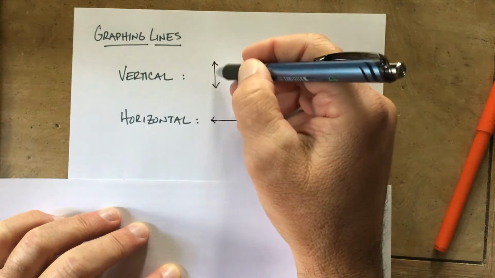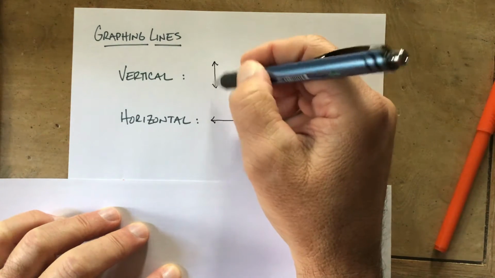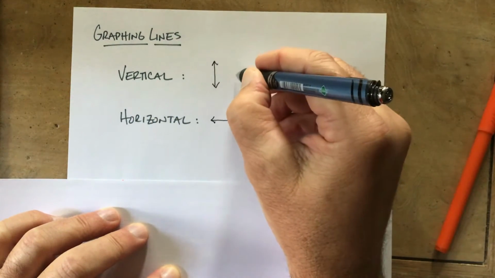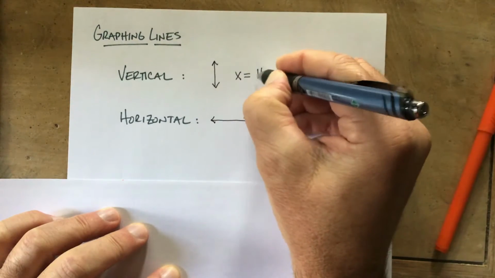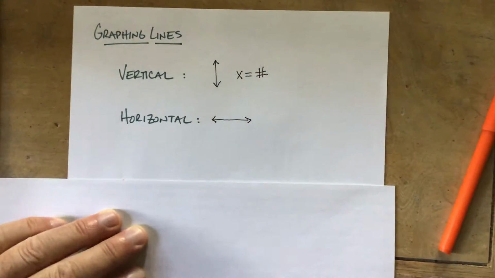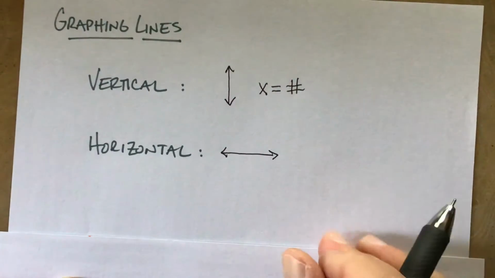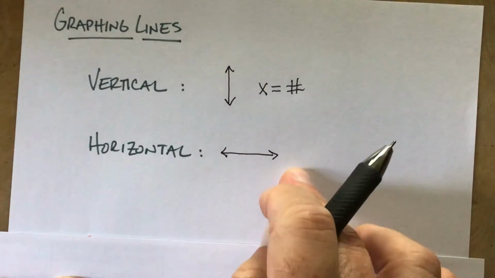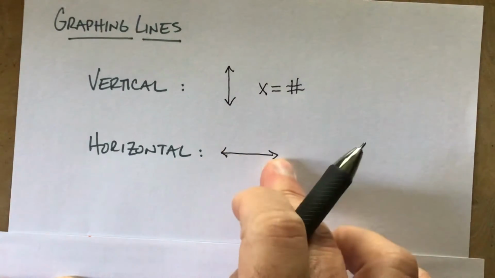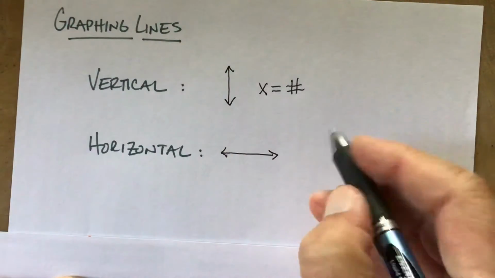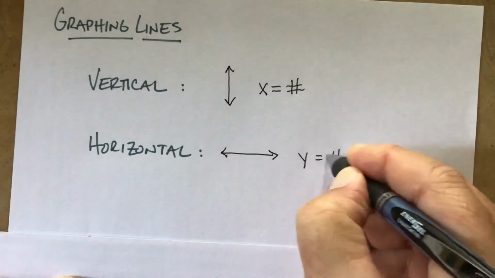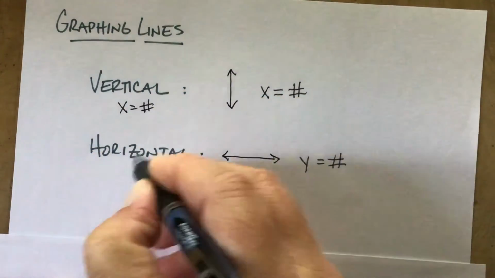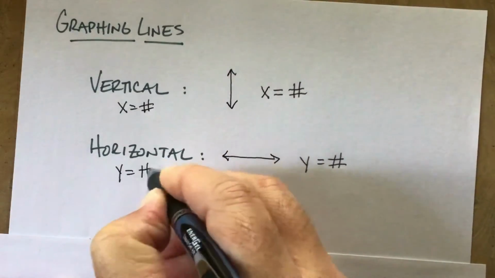So if it looks like the y-axis, that means it goes through the x-axis, right? So on vertical lines, you're going to have just x equals a number. Whenever you have x equals a number, you're going to have a vertical line. Horizontal lines go left and right, so that means it goes through the y-axis. So you're going to get y is equal to a number. So vertical is x is equal to a number. Horizontal is y is equal to a number.